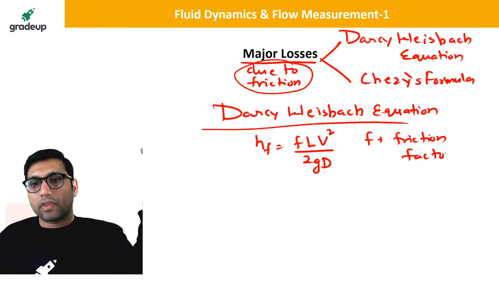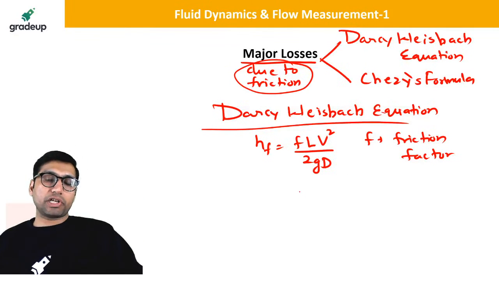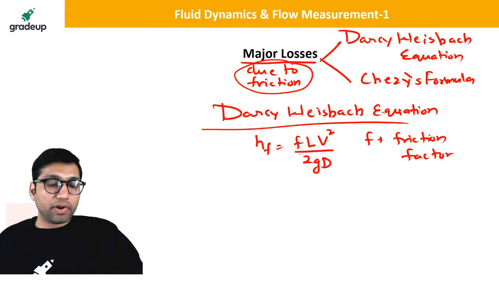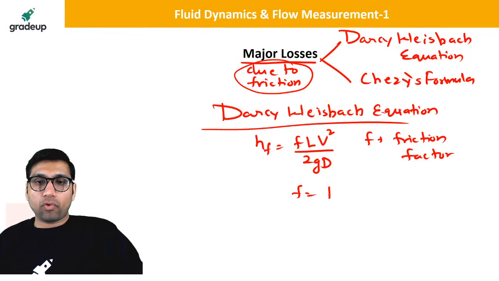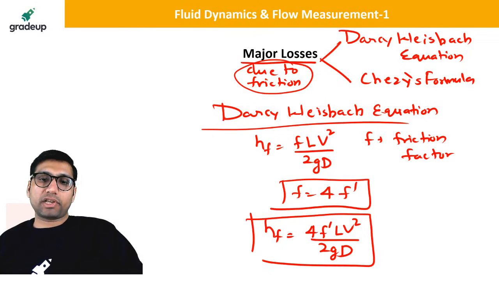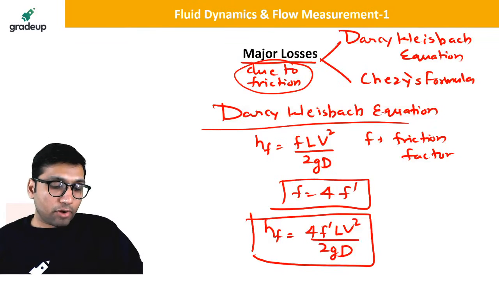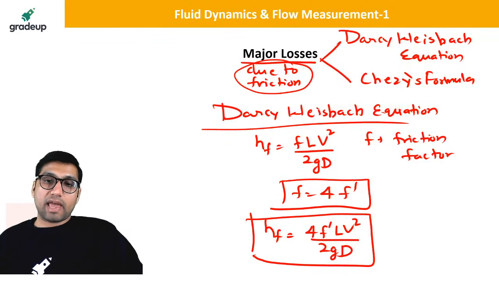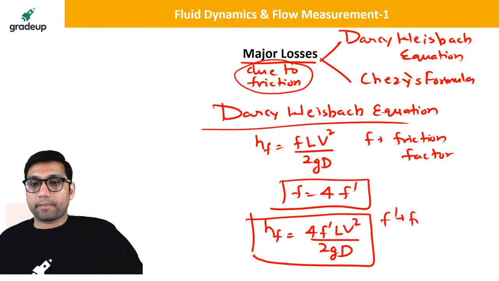Now one more formula for head loss due to friction: because the friction factor is equal to 4 times the friction coefficient, you can also write this formula as 4 f dash L V square by 2 g d. This is the formula for head loss due to friction in terms of the friction coefficient. So f dash is called the friction coefficient.